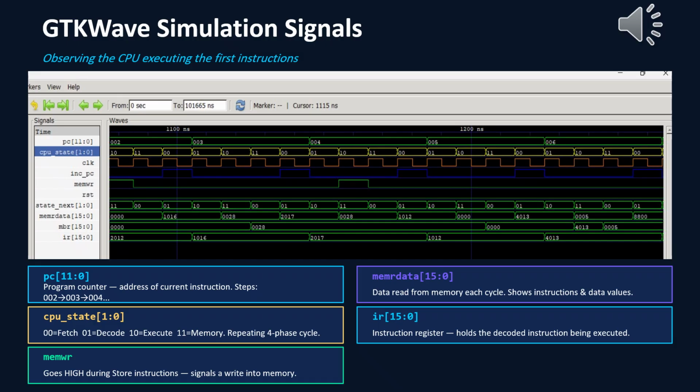And also we have the increment PC, which only rises while fetching. And lastly, we have the instruction register, which holds the decoded instruction being executed.